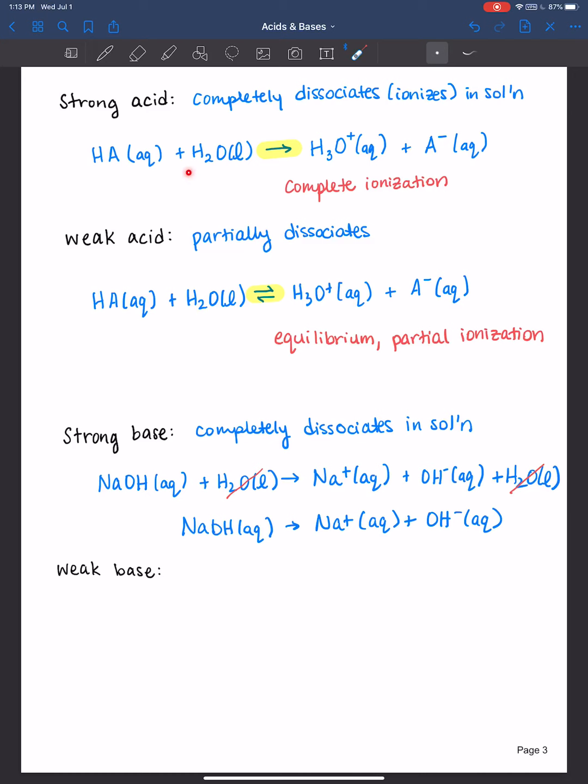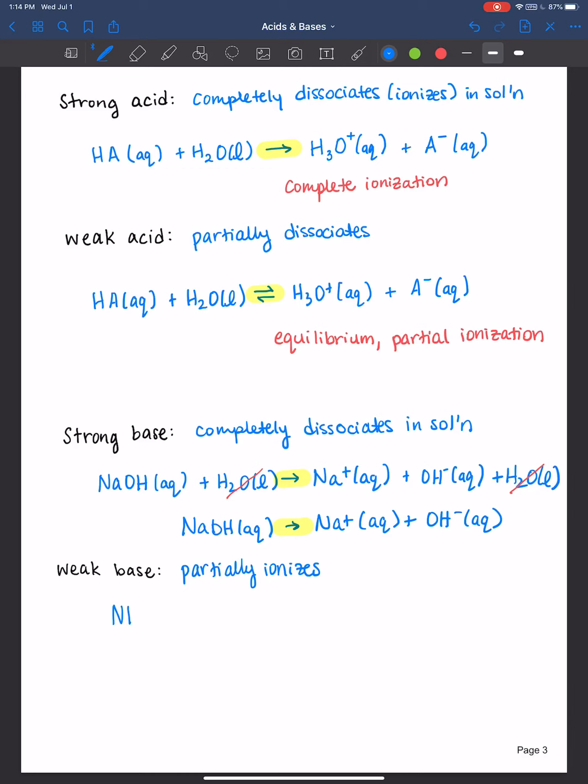The reason why you have to show the water for the acids, remember, is that we want to indicate we had the hydronium ion present and not just protons by themselves. All right. Also make note that the arrows are just single arrows going forward, which indicates complete ionization. And then a weak base, like a weak acid, partially ionizes or dissociates. So that word's used interchangeably.